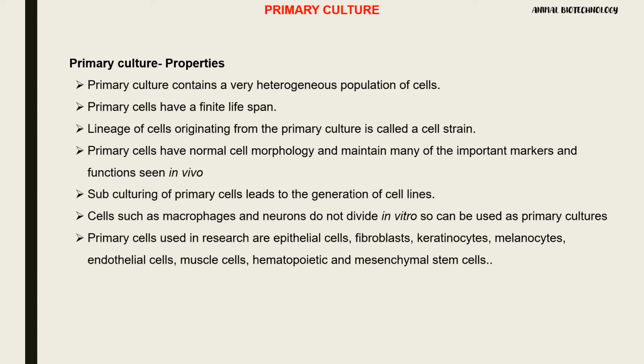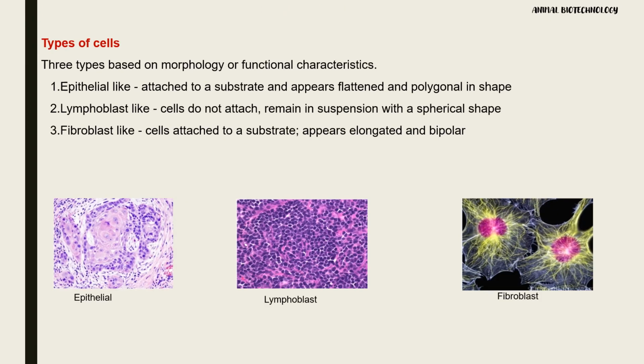The many primary cell cultures that are used for research are epithelial cells, fibroblasts, melanocytes, endothelial cells, hemopoietic cells, and muscle cells. Based on the morphology and functional characteristics, the cells can be classified as epithelial-like, lymphoblast-like, and fibroblast-like.